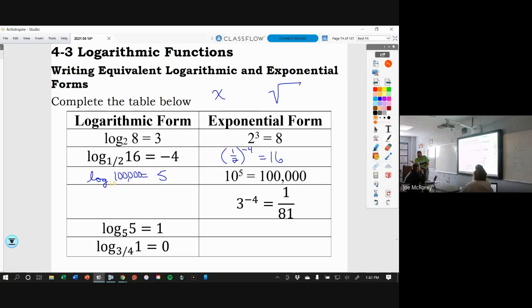Look at your calculator. That's what it means. On your calculator, you have 10 to the x power. The base is 10. If you press the log button on your calculator, do you see any base if you hit the log button? No.